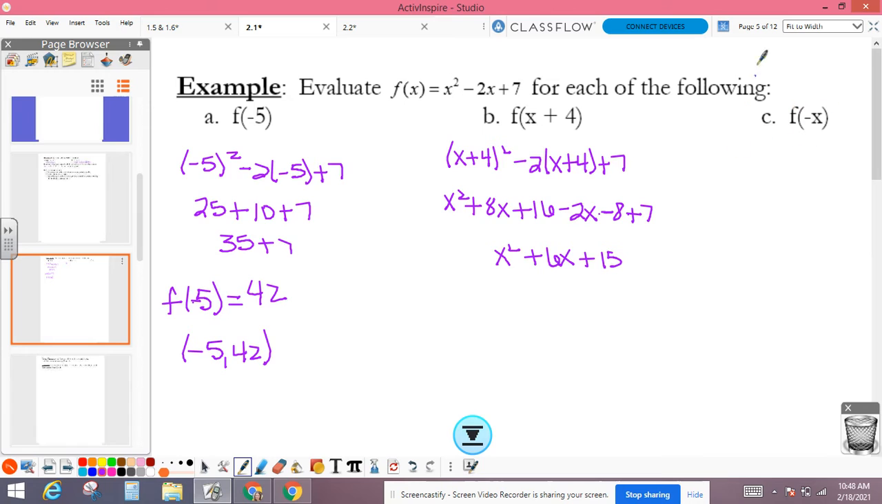All right, and then here, if I plug in a -x, then a negative times a negative is a positive, so this is really just x squared. Negative times a negative is a positive, so this is plus 2x. And then plus 7. All right, so evaluating whether it's a simple number or an expression all kind of works the same. Plug it in for x and work it out. This was just showing what was happening. Honestly, 42 is all I need as an answer.